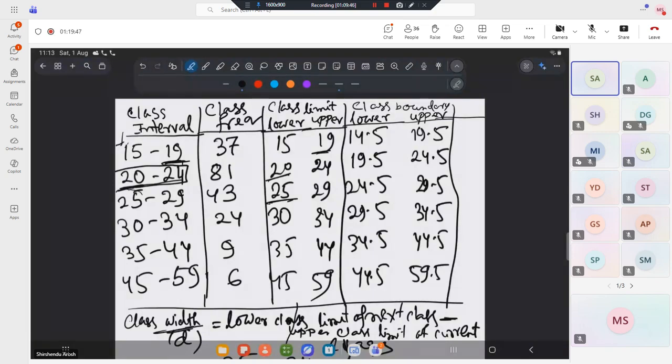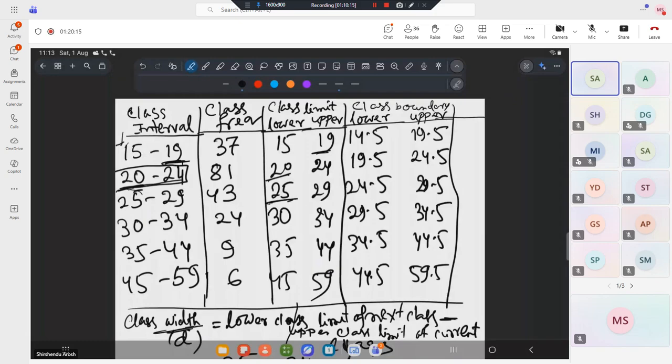Of course, I need to make a consensus. If I just have 19.5 or 24.5, all these numbers come, then where should I put them? Otherwise, there is no gap as such in this particular case. So that is basically called the lower class boundary and the upper class boundary. Please remember, we are going to use this lower class boundary and upper class boundary when we talk about median and mode. Calculation of the median and mode, we need these numbers.